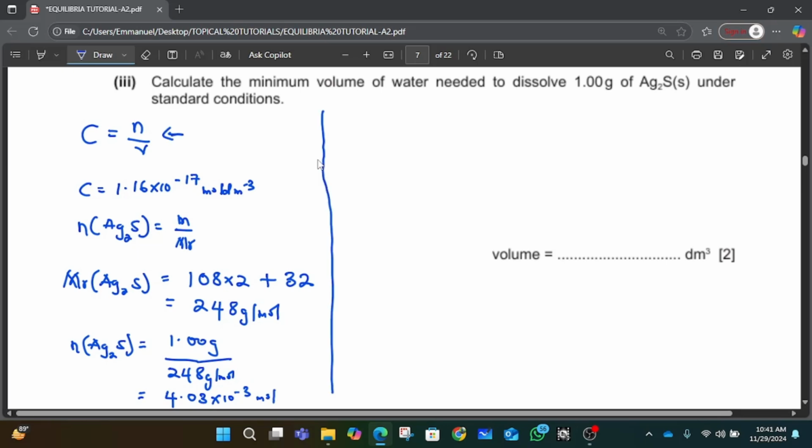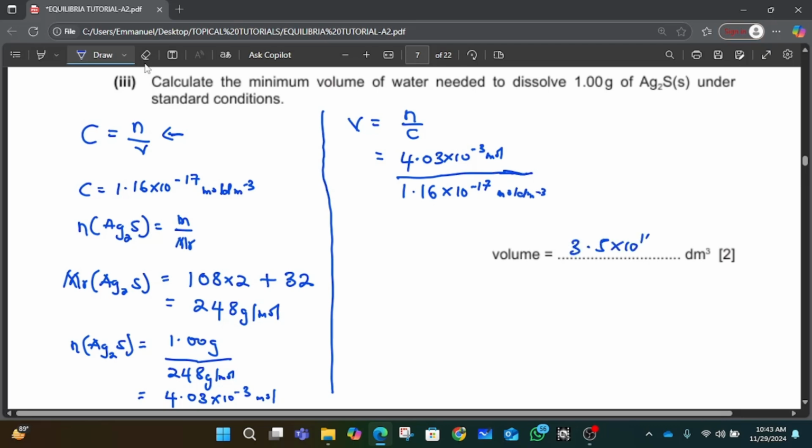Volume from this equation is giving us V is equal to amount over concentration. The amount that we solved for is 4.03 times 10 power minus 3 mole, and the concentration given in the question is 1.16 times 10 power minus 17 mole per decimeter cube. So the volume is equal to 3.5 times 10 power 14 decimeter cube.